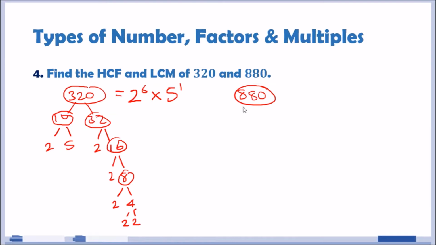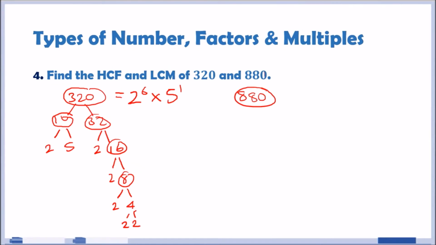So we got 880. Breaking it down, what do we have in total? So we know this is in the 10 times table, so we break down and we get 10 and 88. Let me just change the thickness of this pen. Okay, good. 10 and 88. Next we have 2 and 5. 88 is of course 11 and 8. We know 11 is a prime number, so we stop there.